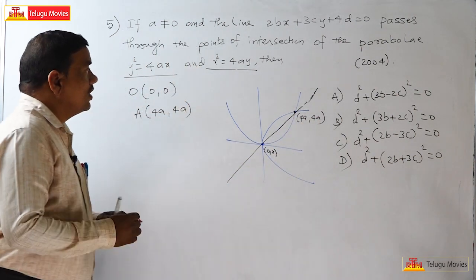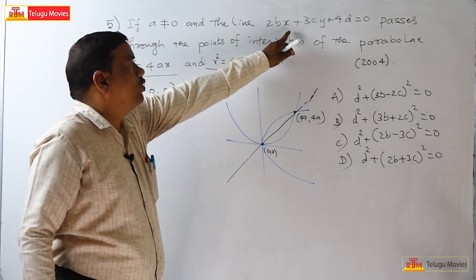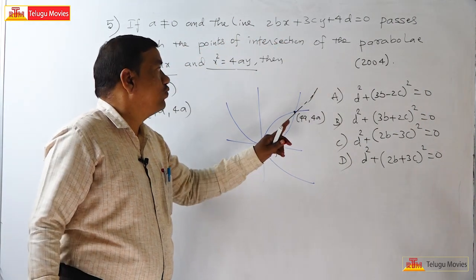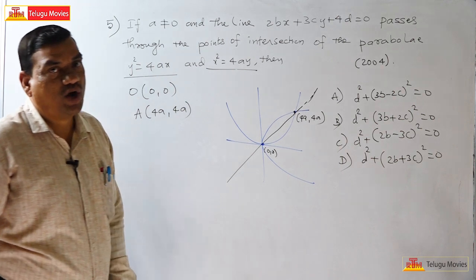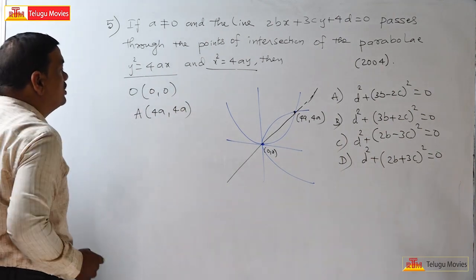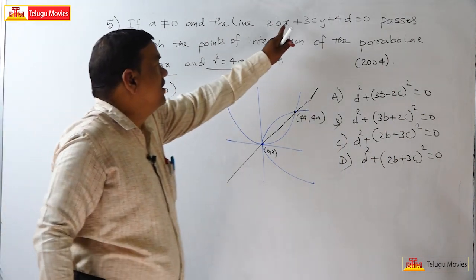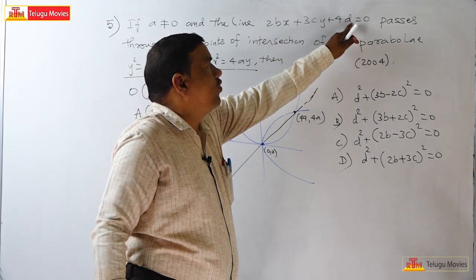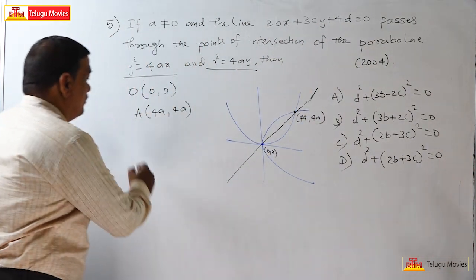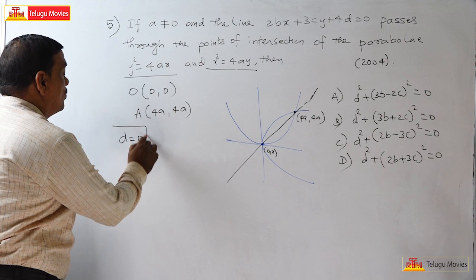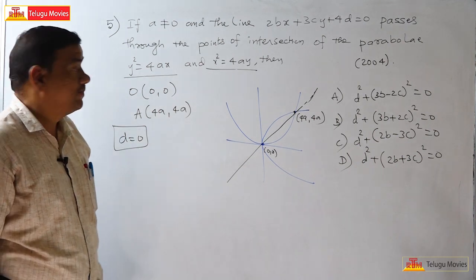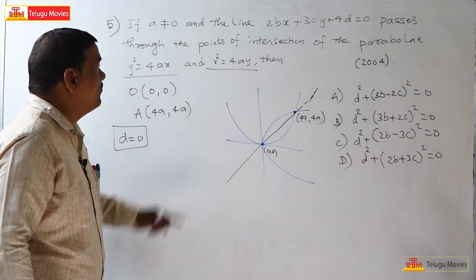Now, the line 2bx plus 3cy plus 4d passes through the point of intersection. First, substitute this point 0 comma 0 here. X is 0, y is 0, so 4d is equal to 0. Therefore, d is equal to 0. We got one result. Again, you substitute 4a there.